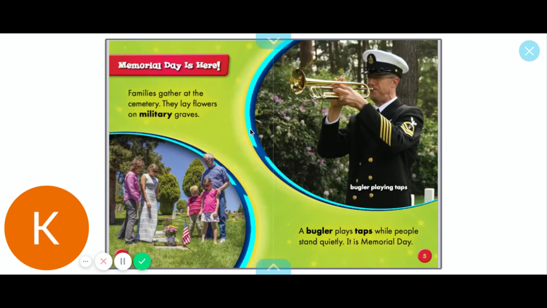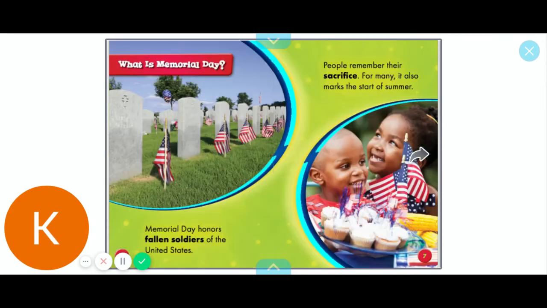Memorial Day is here. Families gather at the cemetery. They lay flowers on military graves. A bugler plays taps while people stand quietly. It is Memorial Day. Memorial Day honors fallen soldiers of the United States. People remember their sacrifice. For many, it also marks the start of summer.